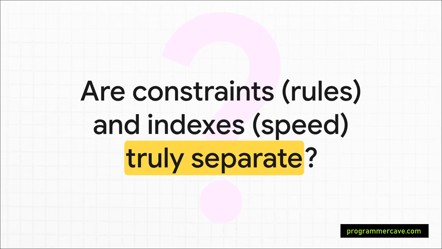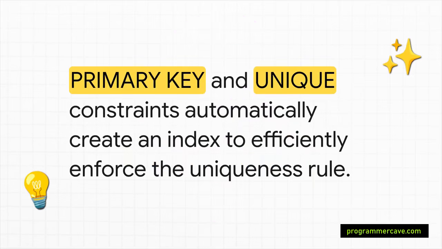Okay, so we've covered constraints, which are all about rules and data safety. And we've covered indexes, which are all about performance. They sound like they live in two totally different worlds, right? Safety over here, speed over there. But are they really that separate? And here it is, the aha moment where it all clicks together.